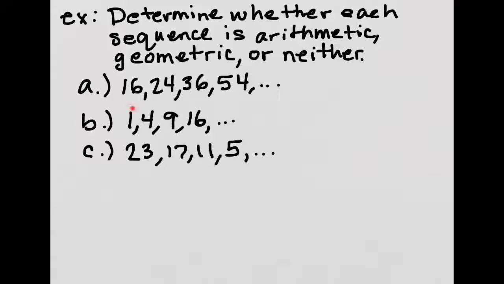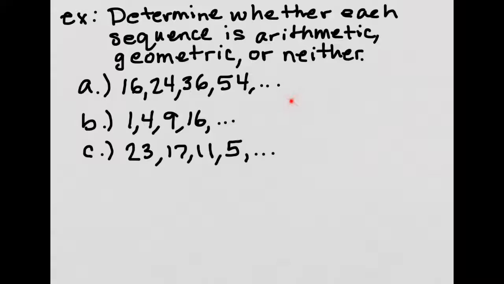So if we look at the first one, we're going up. So if it was arithmetic, we're adding something. What you want to do to test if it's arithmetic is you take the last number and you subtract the second to last number, and then you take the second to last number and subtract the next previous term. And if you get the same number, then you know that it's going to be arithmetic. So let's go ahead and compute that.